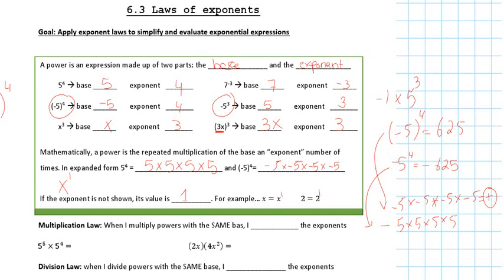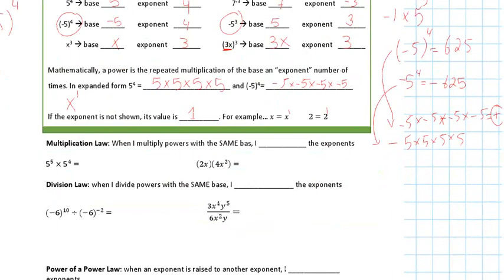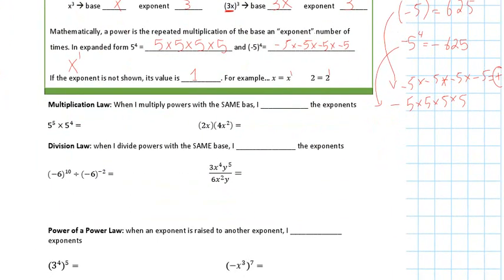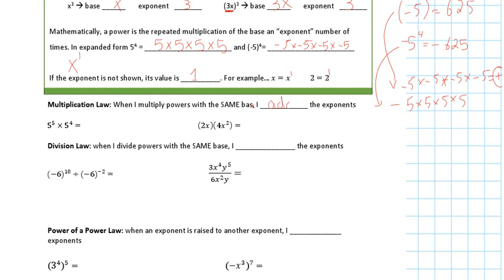Do you guys remember what happens when I'm multiplying powers with the same base? Do you remember the law? Exponents just get added. That's right. So if you have the same base and you're multiplying, you keep the base the same and you add your exponents.